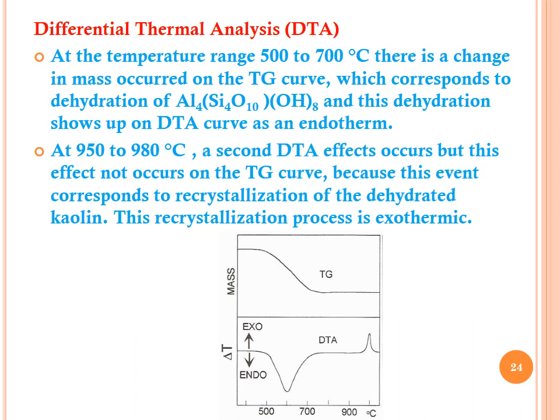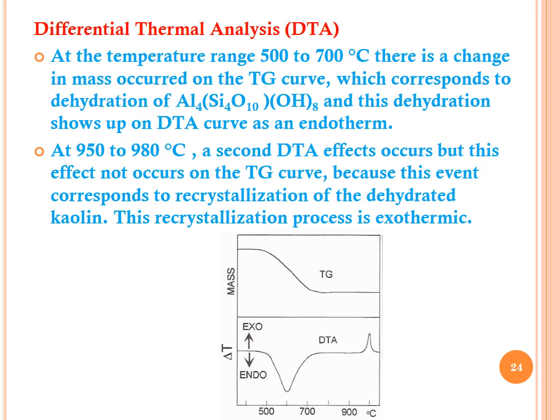You can see on the DTA curve, this is a minima. At 950 to 980 degrees centigrade, a second DTA effect occurs. This effect does not occur on the TGA curve because that is related to mass, but in this case we have to see two different phenomena. One is exo and one is endo.